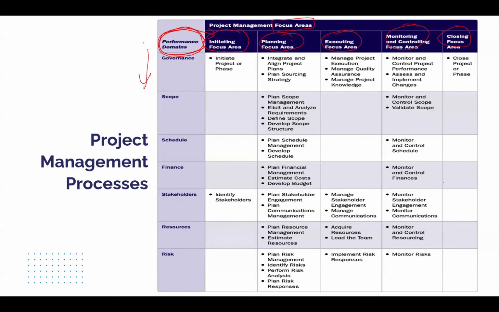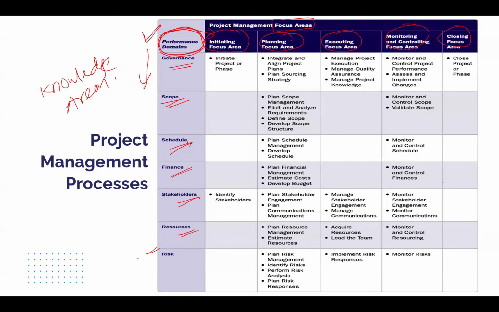Earlier they used to call these performance domains knowledge areas. Some people may be comfortable with that, so I use the word knowledge areas, but in the new edition they call them performance domains. These are the areas of knowledge a project manager should have. We'll study all of them, not to worry: governance, scope, schedule. The PM has to manage scope, schedule, finances, stakeholders, resources, and risk. These are the 7 performance domains.